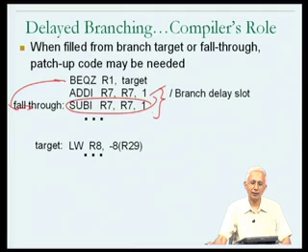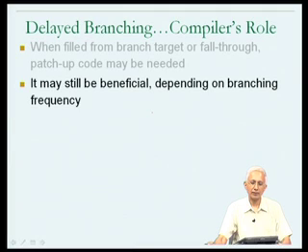Okay, now we should therefore note that the idea of filling the branch delay slot with an instruction from the target or from the fall through path may involve some patch up code, but depending on the program's behavior, in other words depending on the frequency of the branch being taken or not taken, this idea may still be beneficial for the improved execution of the program, and therefore it should not be ruled out of hand.